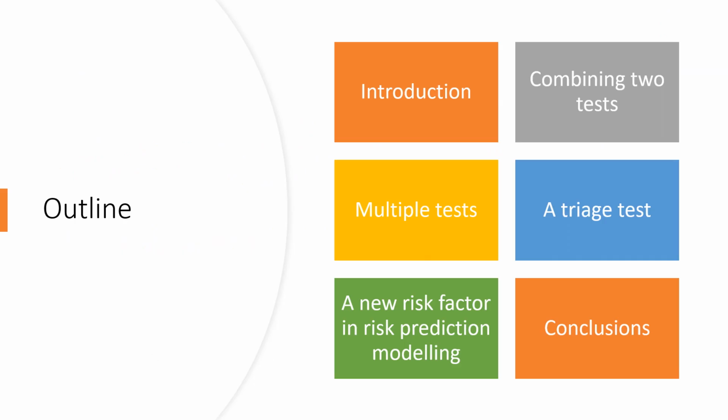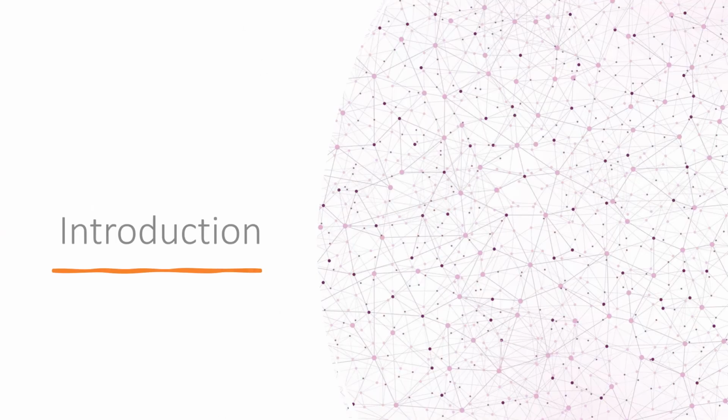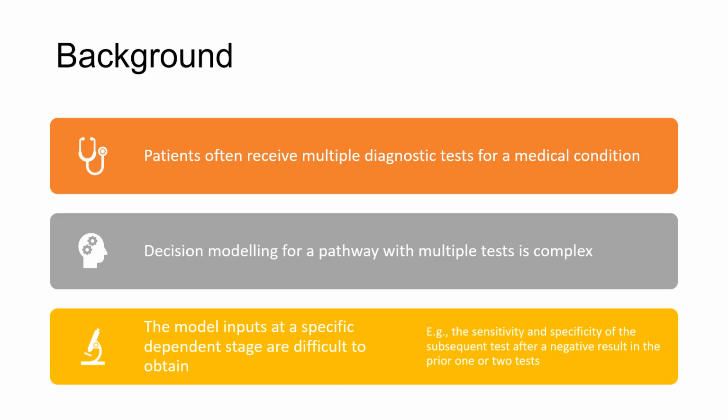Here are the outlines. We will provide a detailed discussion and examples for the combination of two tests and a new risk factor in risk prediction. We will also give some brief thoughts on modeling 3 or more tests and a triage test. We will start with the introduction.